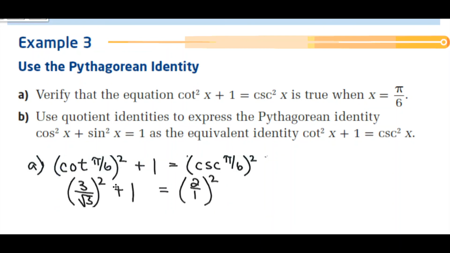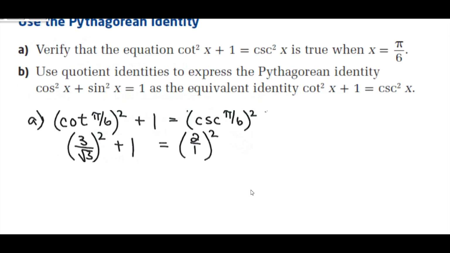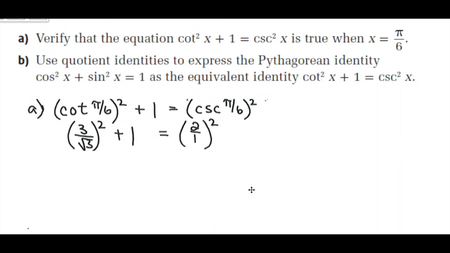The next thing we have is the actual values. So I'm going to use my exact values chart, knowing that cotangent is the reciprocal of tangent. So I'm going to have, instead of root 3 over 3, 3 over root 3 plus 1 equals, instead of 1/2, I'm going to have 2 over 1. And so my squareds are going to stay there. My next step will be to apply that.